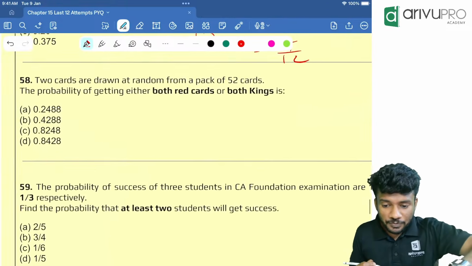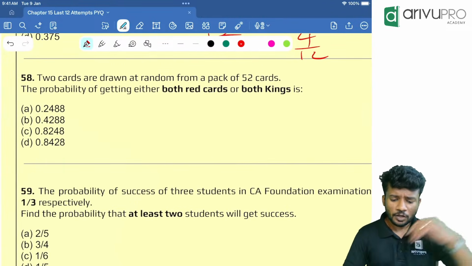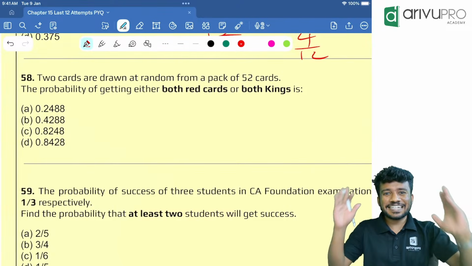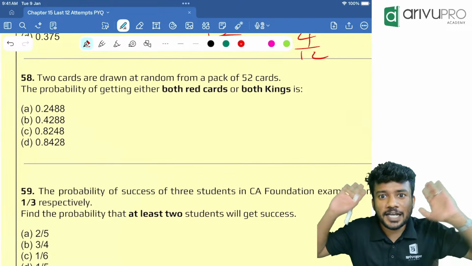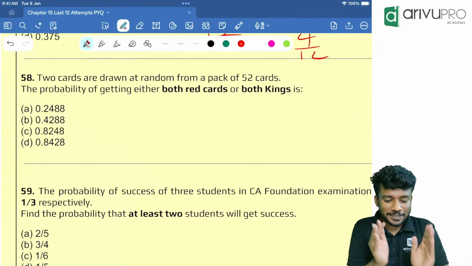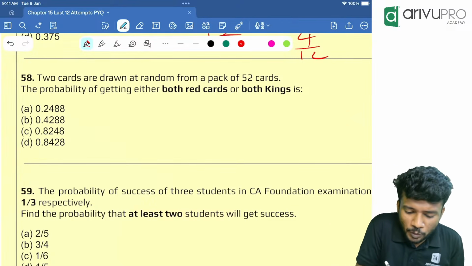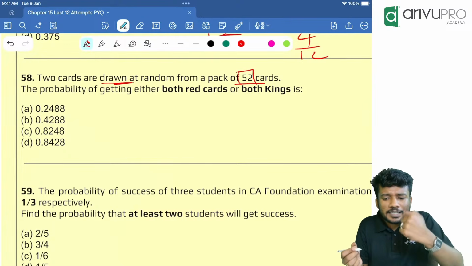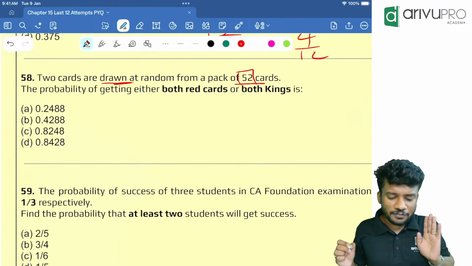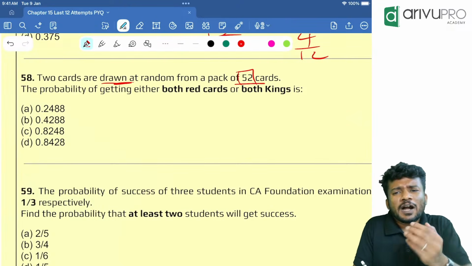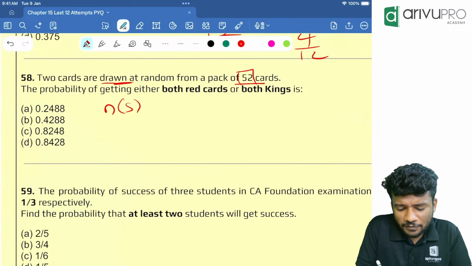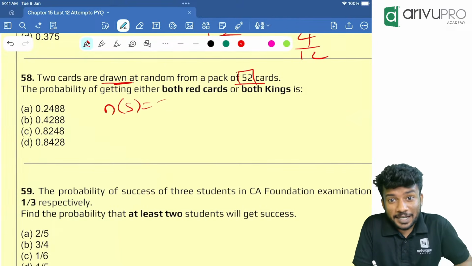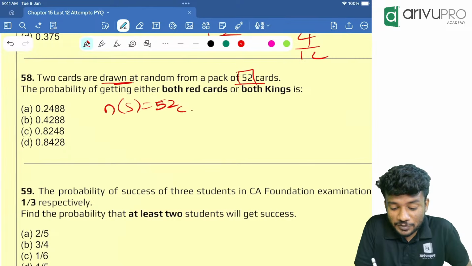Yes. Good. Next question. 2 cards. Very, very important. This concept will clear the entire probability for you. High chance of solving questions based on combinations. 2 cards are drawn at random from a pack of 52 cards. When I say 1 card is drawn, we will usually write n of S is equal to 52. I told you some questions back that this is nothing but 52C1.